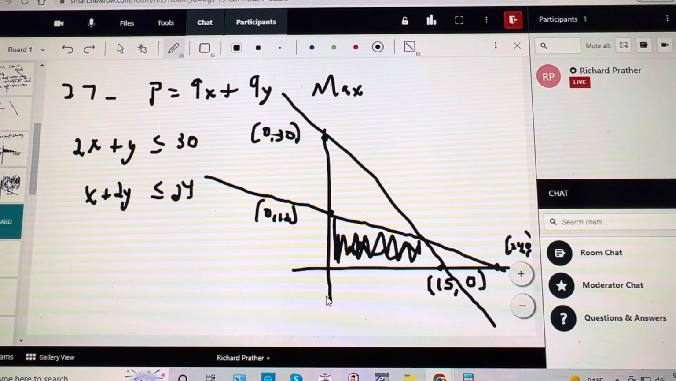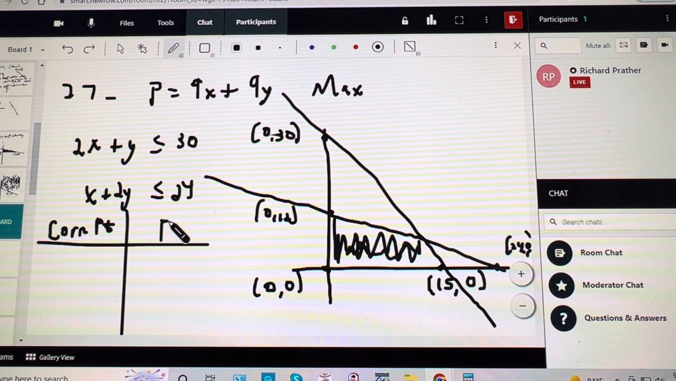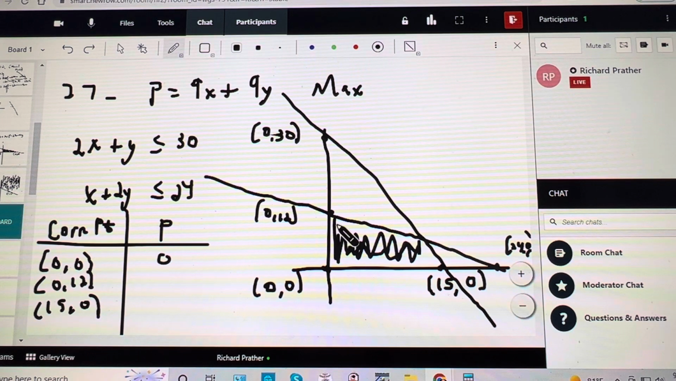It's enclosed, so there is a max and a min, and the min's definitely going to be the origin since that's part of the shaded region, but we don't care about that anyway. So when I make my corner point table, and I'm working with P, 0, 0 is going to lead to an answer of 0. And that's definitely the minimum. We don't care about that one. 0, 12, 15, 0. Both of those touch the shaded part. But notice 0, 30 and 24, 0 don't, so they're not in my list.